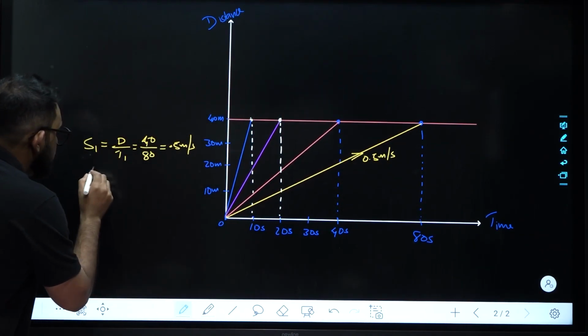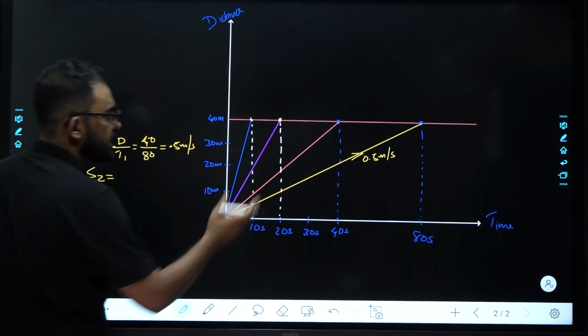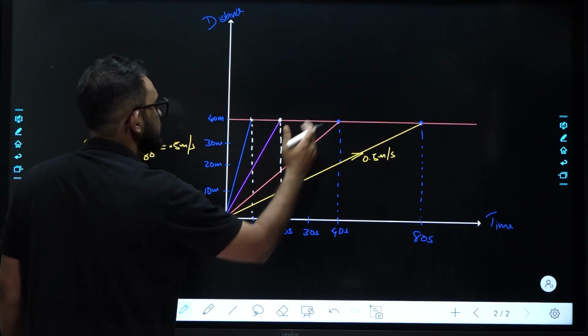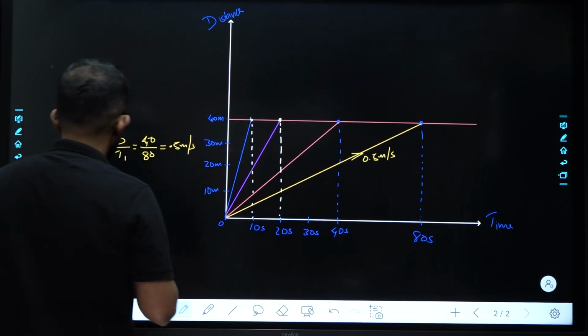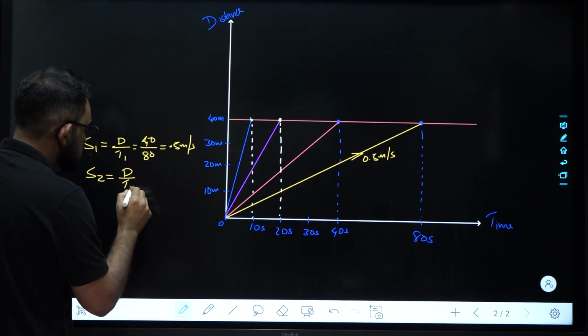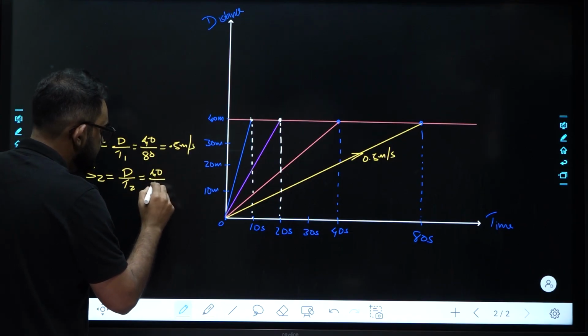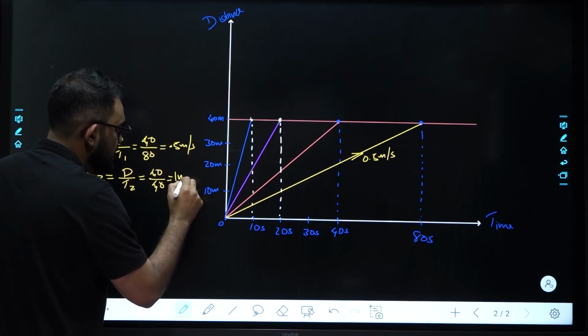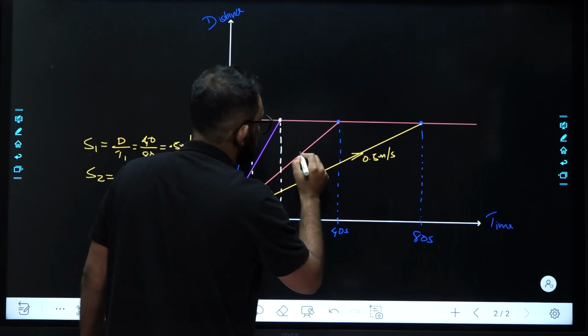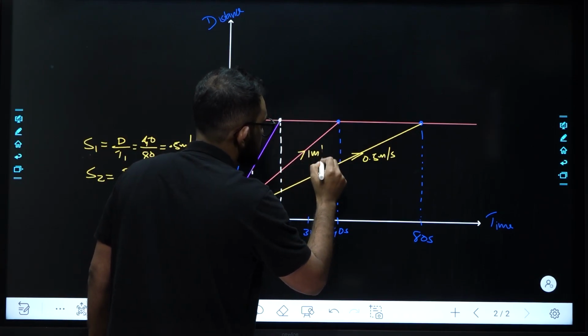Then I am going to find the speed of the second person who walks like a normal walker walks like an alley. So the distance by the time: distance is 40 and time is also 40. 40 by 40, 1 meter per second is the speed of this walker. This is 1 meter per second.